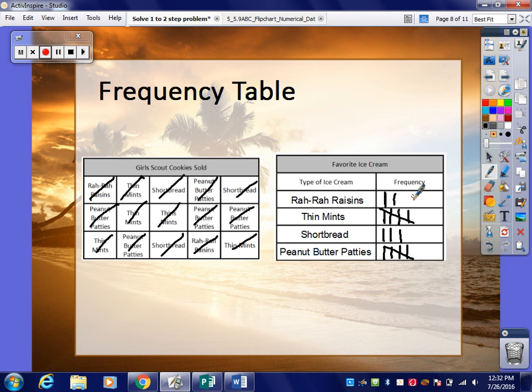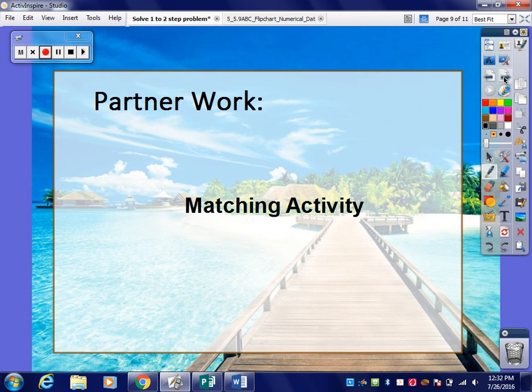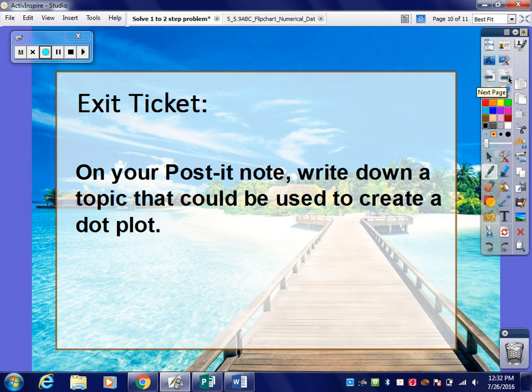And then raise your head. And then I would partner the students up based off of how well they're understanding it. I would try to pair them with the students that aren't understanding it as much as students that are. And we would do matching activities. And then at the end of class, we would do a check it out with on their post-it note, they write down a topic that could be used in the job class.